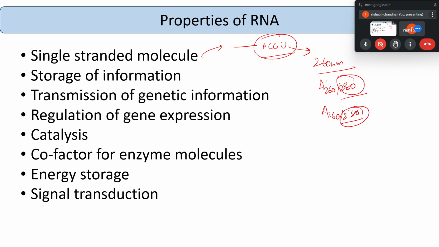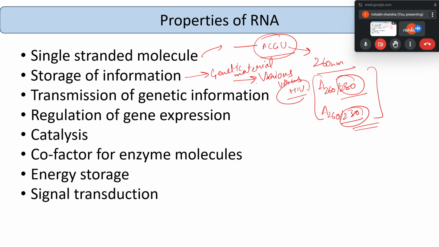Okay, so this is the scenario with RNA, and then it functions as a storage of information, like a genetic material in various viruses like HIV, the commonest example that we said. So this is the second point, that it is a storage of information, and we'll see how it's not a good molecule for a genetic material.